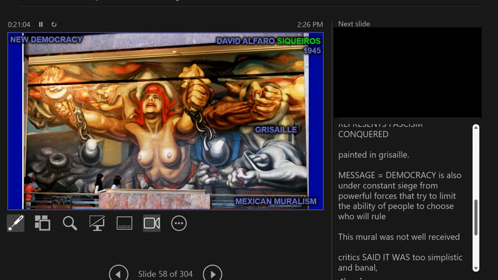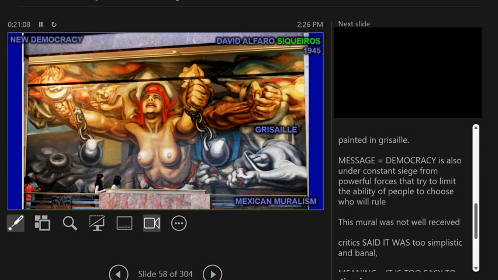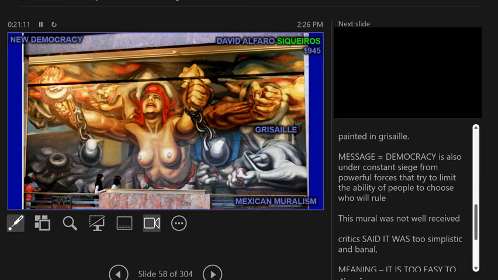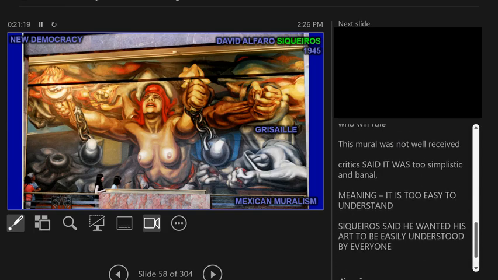He's painted in grisaille, right? That's black and white paint. And again, the message is democracy is also under constant siege from powerful forces that try to limit the ability of people to choose who will rule.